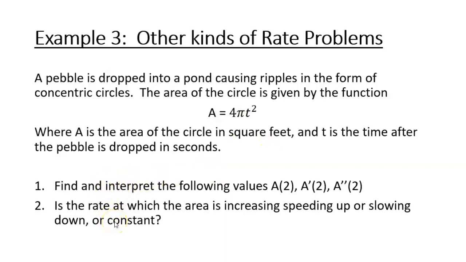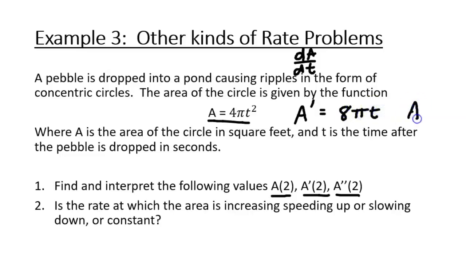They want us to find A of 2, A prime of 2, and A double prime of 2. So here's A. That means that A prime, or in other words, dA/dt, the derivative of A with respect to t, would be 8 pi t.